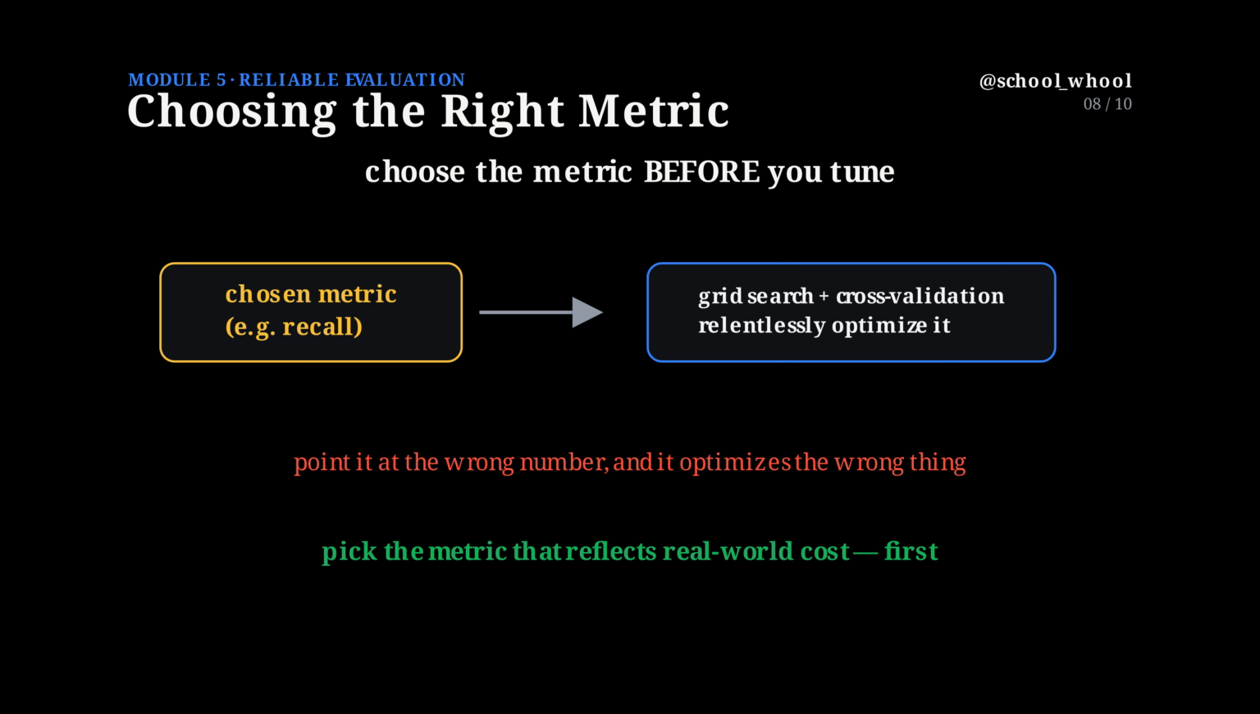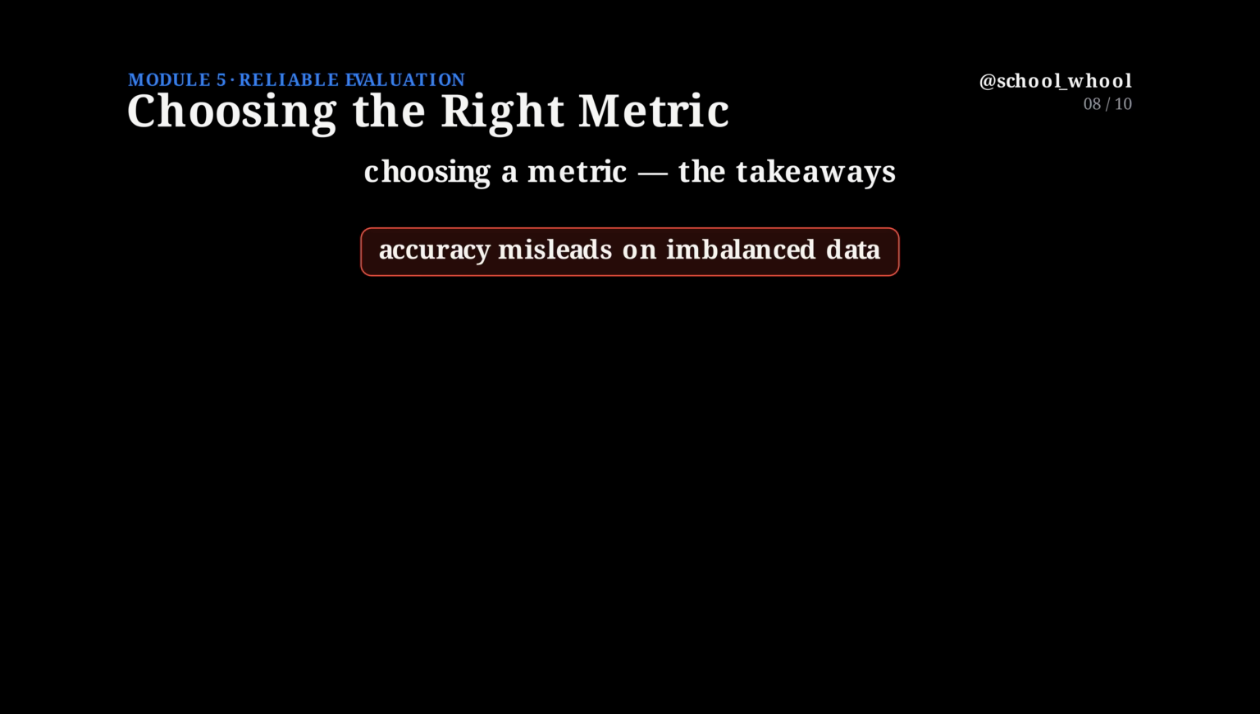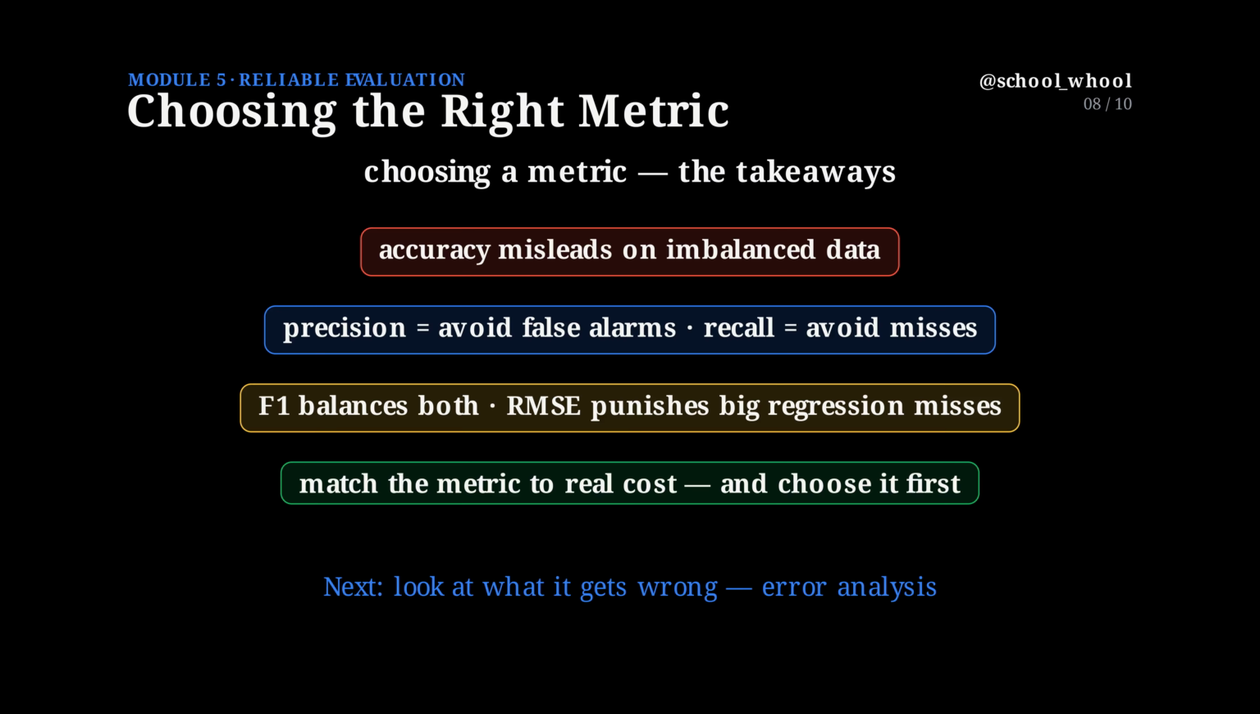So, accuracy can lie on imbalanced data, precision guards against false alarms, recall guards against misses. F1 balances the two. And for regression, RMSE punishes big misses while mean absolute error treats them evenly. Match the metric to what actually costs you in the real world, and choose it first. Once you have the right score, it pays to look closely at what the model gets wrong. Error analysis is next.